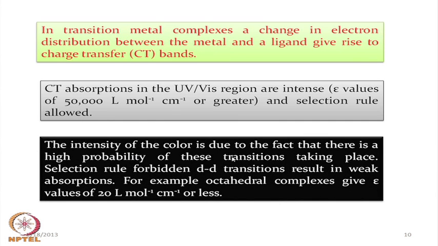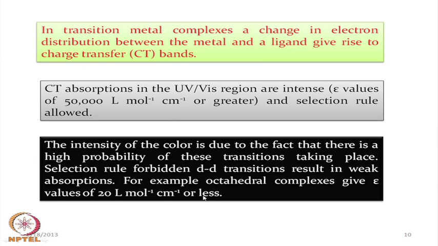So, why do we see a high intensity in these charge transfer bands? The intensity of the color is due to the fact that there is a high probability of these transitions taking place. The selection rule for the forbidden dd transition results in weak absorption, but this selection rule no longer operates for these charge transfer transitions. As a result, a particular octahedral complex can give an epsilon value of 20 mole inverse centimeter inverse or less.